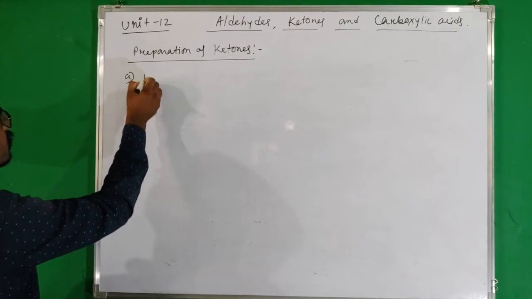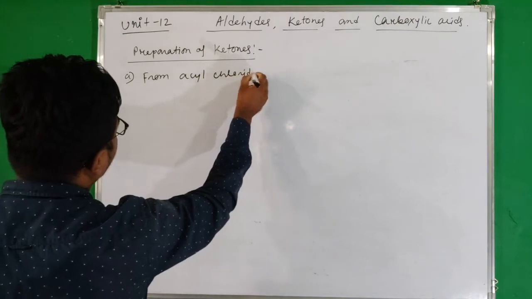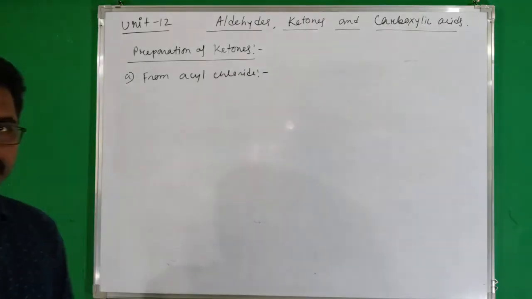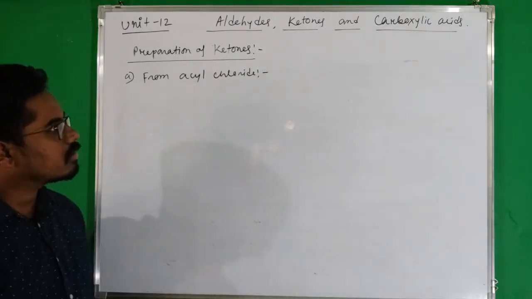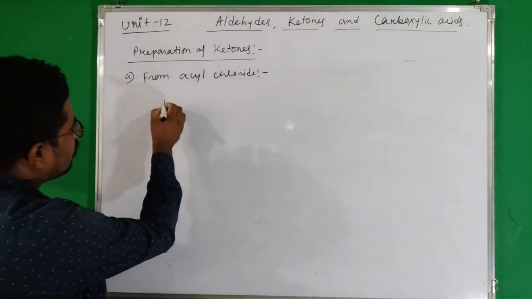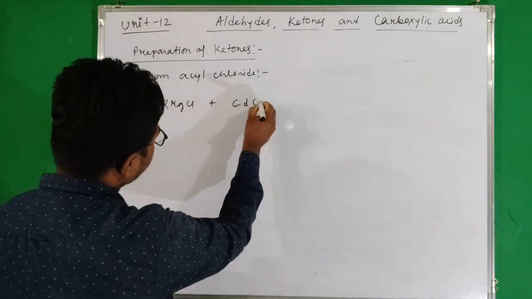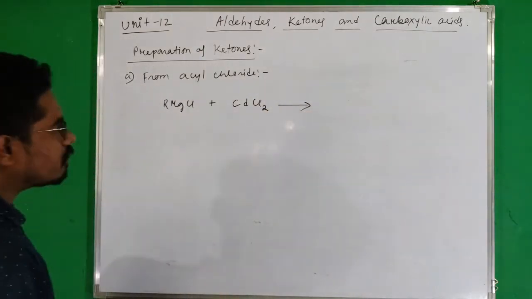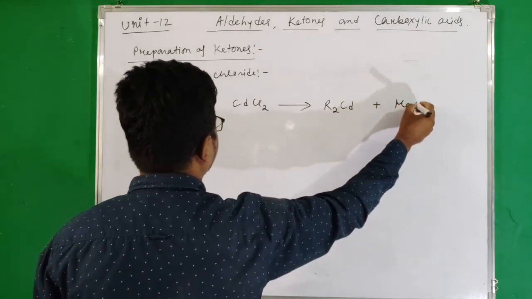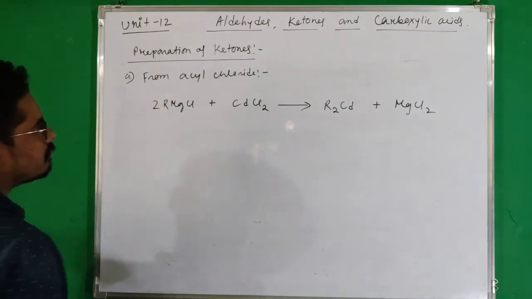So the first method is from acyl chloride. Earlier we have done Rosenmund reduction to prepare aldehyde, but in this case the Rosenmund reduction cannot prepare ketones. In this method, one Grignard reagent is used, and that Grignard reagent reacts with cadmium chloride to give dialkyl cadmium and magnesium chloride.